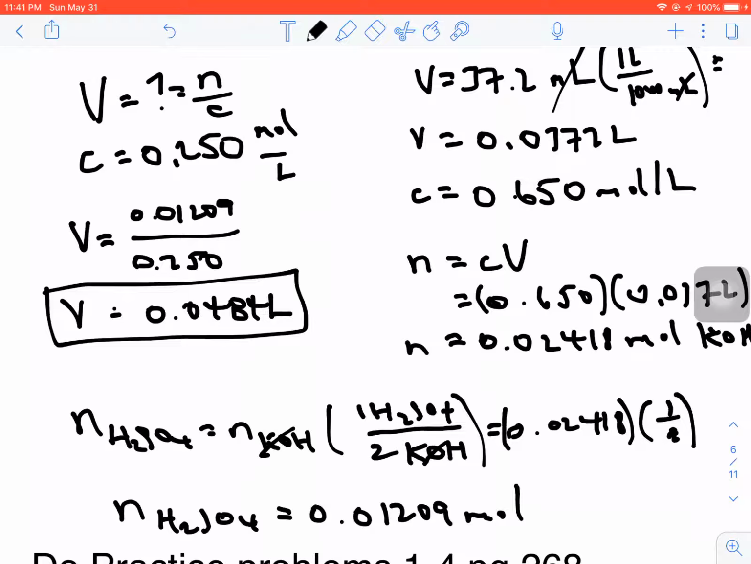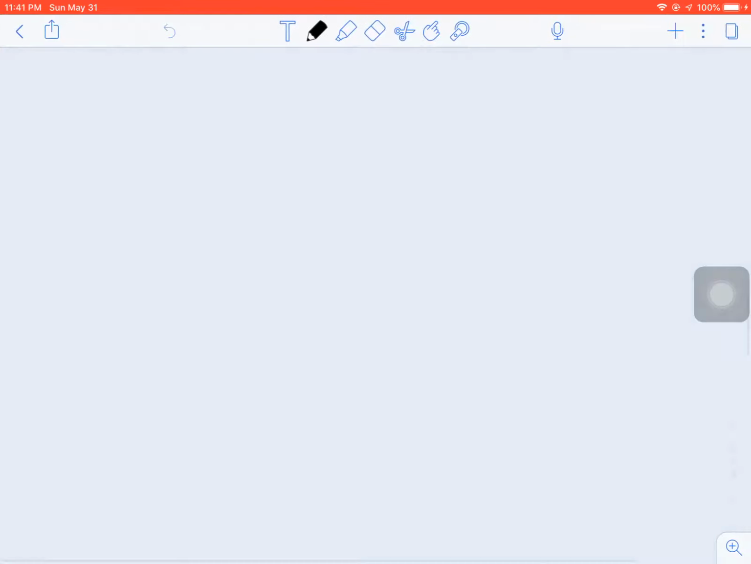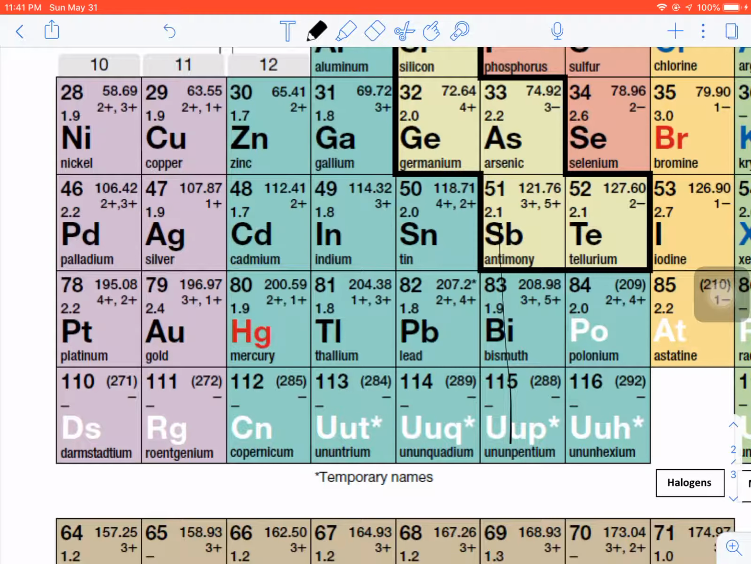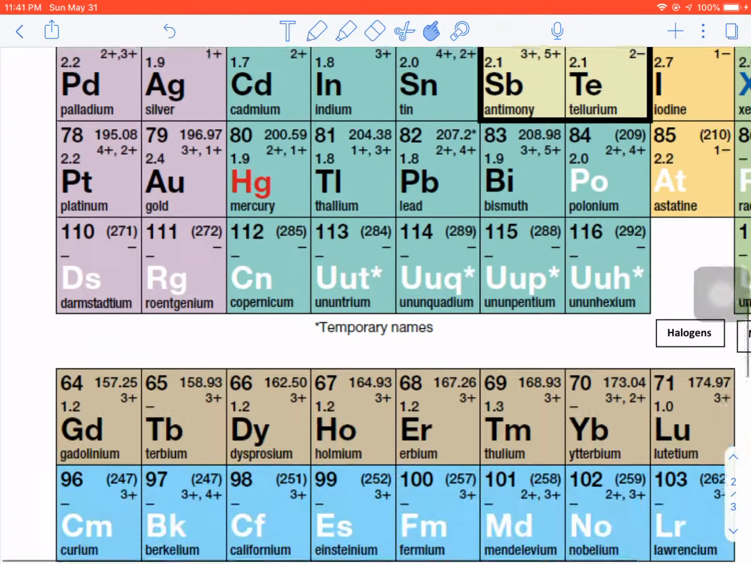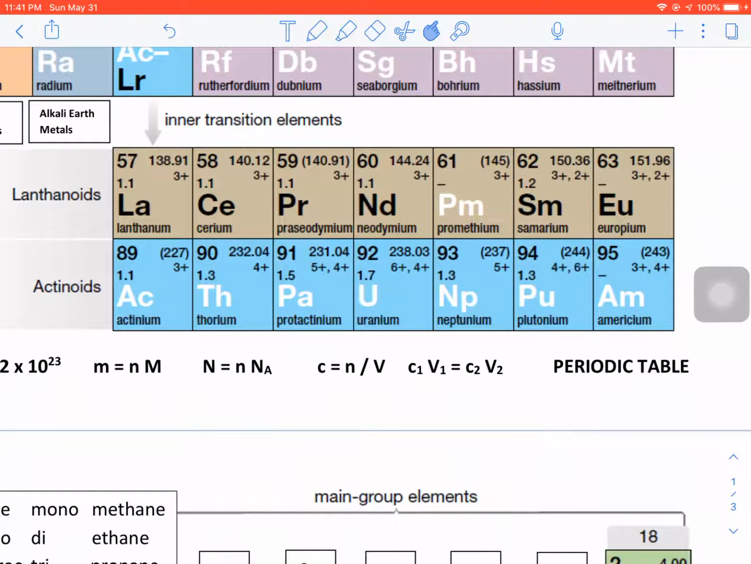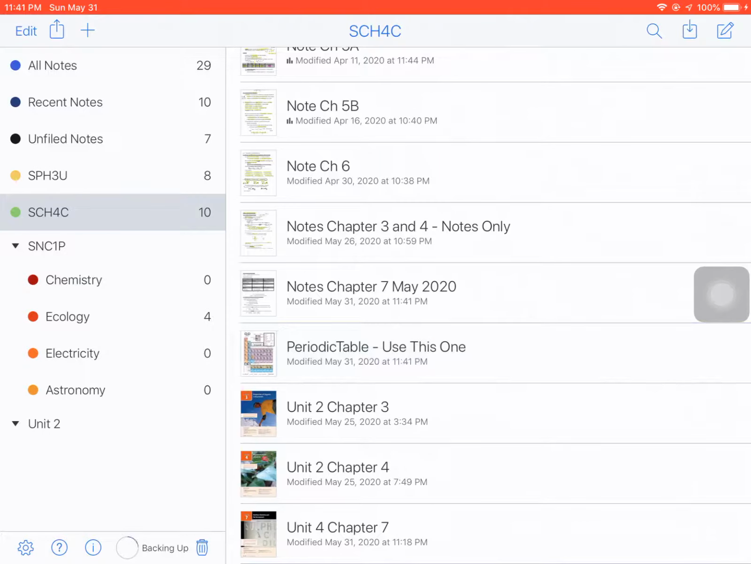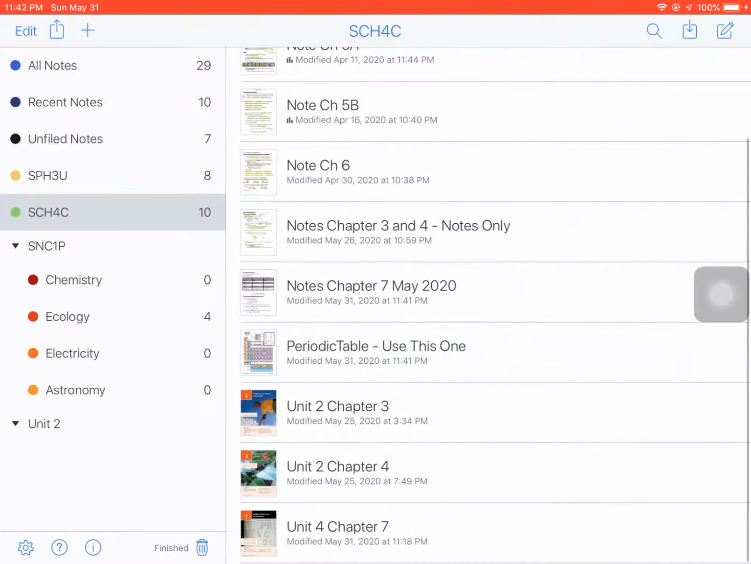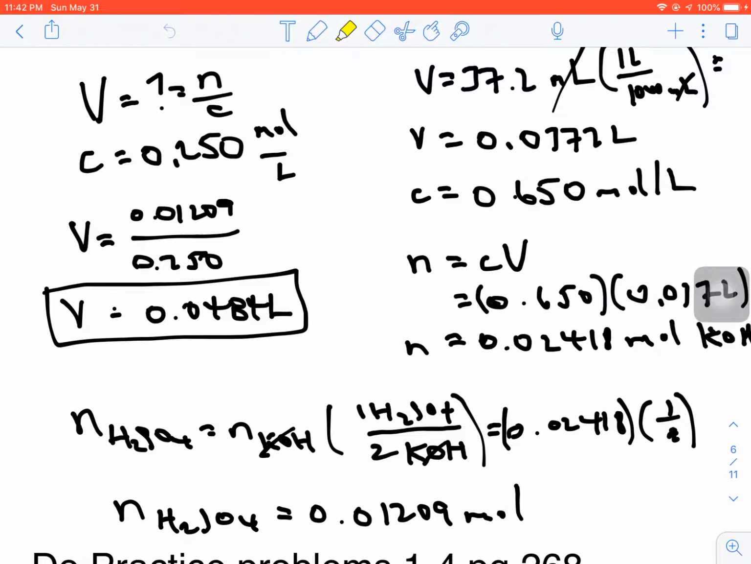Okay, so note that we're back to using C equals N over V. And again, that's on our periodic table. If I pull up my periodic table, I should find C equals N over V at the bottom of my periodic table. There it is there, at the bottom. So again, keep that periodic table handy. It is your lifeline for this chapter, for this unit, for this course.